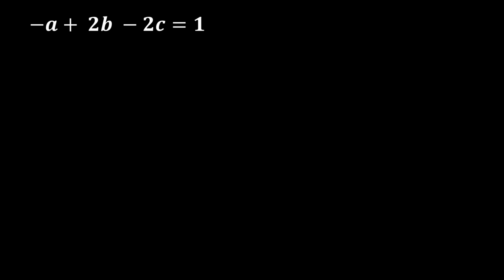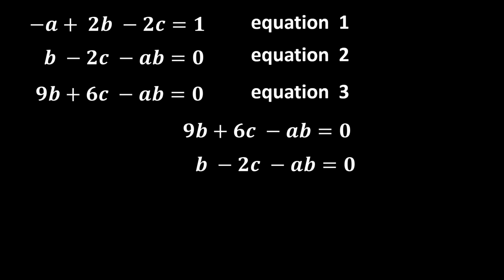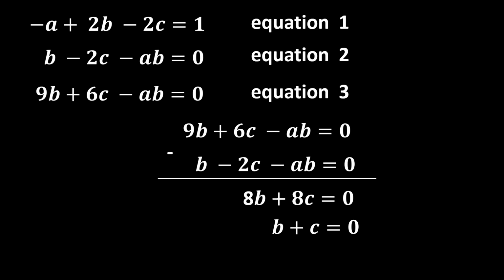Now let's look again at our three equations. So here's our first equation, here's the second, and here's the third equation. Now if you look at our third equation as well as the second equation, you can see that if we subtract them, we will be able to eliminate ab. So we will have now 9b minus b will give us 8b, and 6c minus negative 2c will give you positive 8c. If we divide both sides by 8, then we will have b plus c equal to 0, in which case we can say that b is equal to negative c.